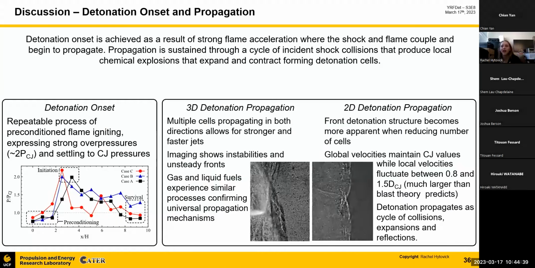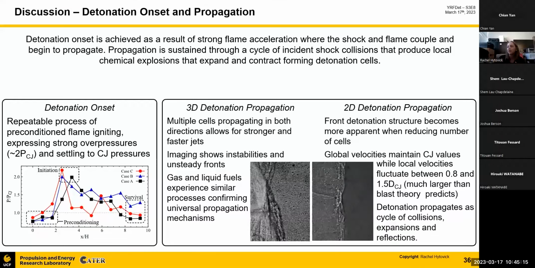As a quick discussion of that, we're able to see onset after we have a lot of flame acceleration, where the shock and flame couple and then begin to propagate together. And then propagation is sustained through a cycle of instant shock collisions that produce local chemical explosions that expand and contract, forming detonation cells. That's seen in our propagation studies, where for the 3D propagation, we have multiple cells propagating in both directions, allowing for much stronger and faster jets. And we know that liquids and gases are experiencing similar processes. So it is confirmed that this mechanism is universal for these regular cells.